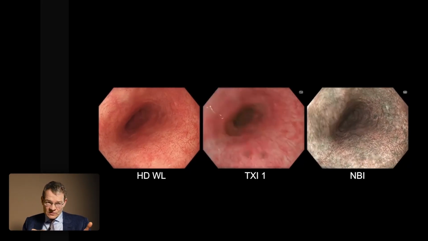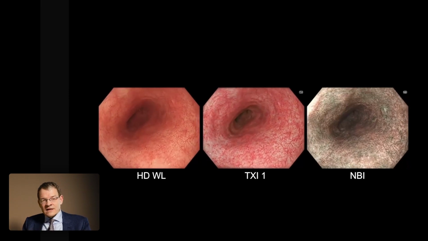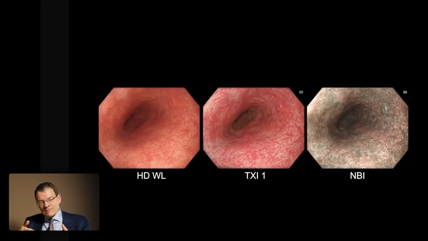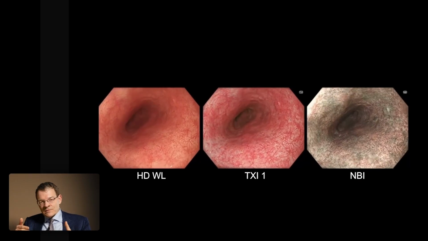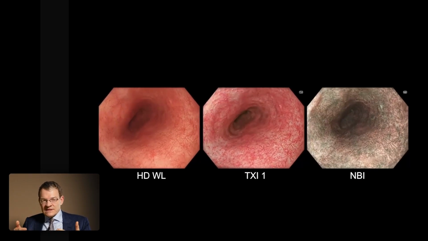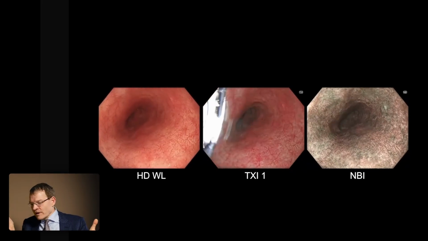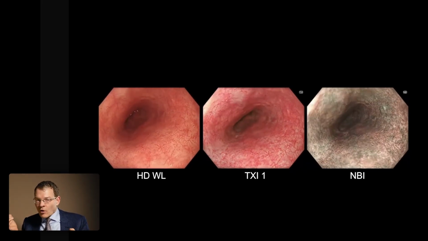I think this example also shows you what you have mentioned before, that because we can better visualize structural abnormalities, TXI is very helpful to find out the area in the long Barrett's where something might be wrong.